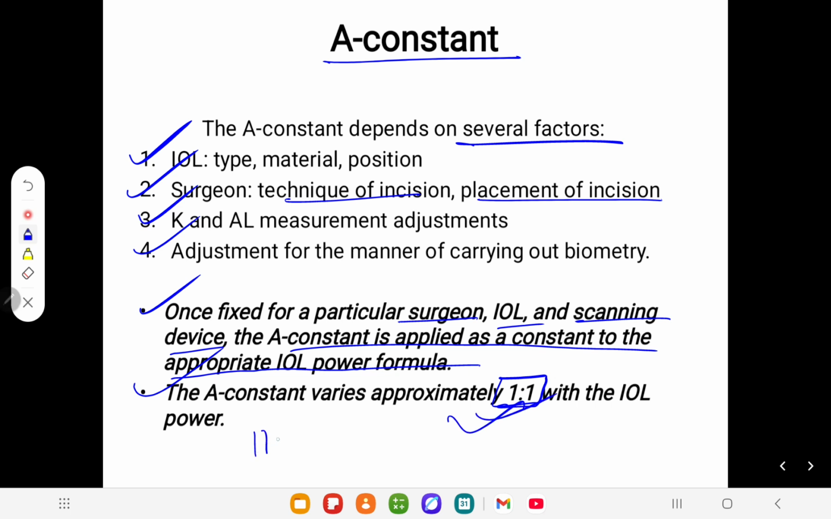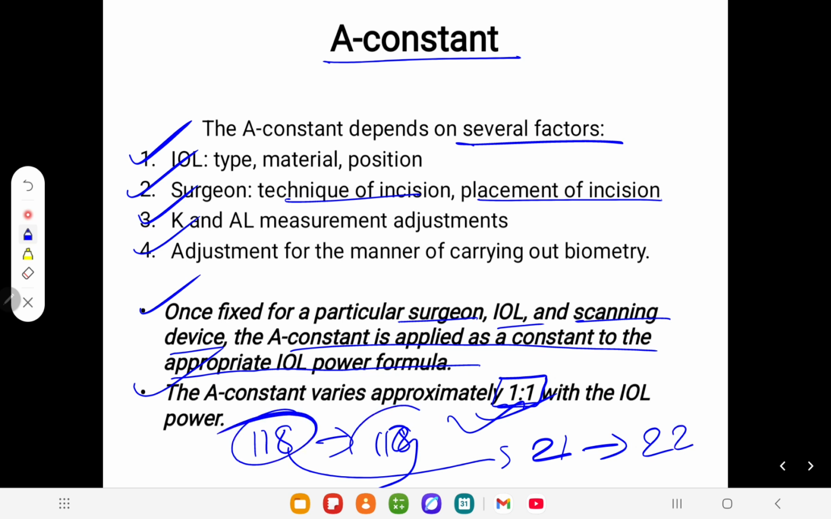Basically, it means if you change a constant from 180 to 190, if the IOL power at 180 is 21, then at 190 it becomes 22. If you change the constant by 1, then the IOL power changes by 1, increasing and decreasing in the same fashion. Okay, this is one to one, you have to remember it.